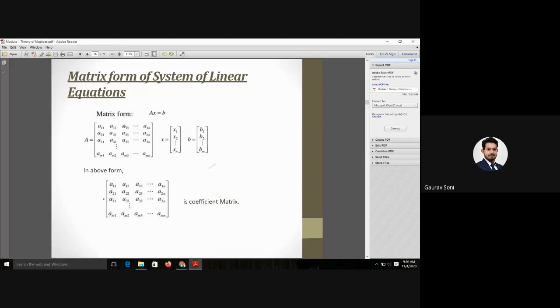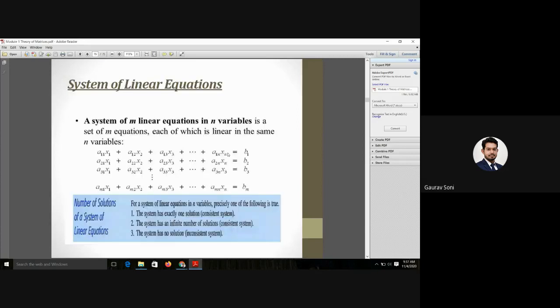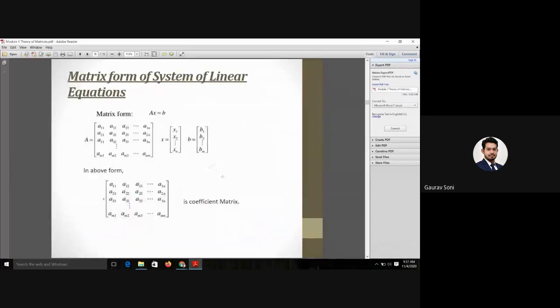So you can see that if you multiply these two matrices A and X, what you are going to get: a11 will be multiplied to x1, a12 to x2, a13 to x3, and a1n to xn. So when you multiply the first row to this column matrix, you will get the first equation that we had earlier: a11 x1 + a12 x2 + a13 x3 + a1n xn equal to b1. So it is nothing but a different way of writing that system of equations.